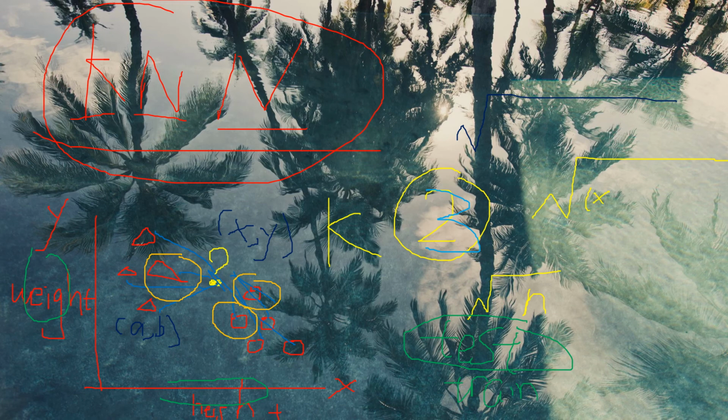So X subtract A and squared, plus Y minus B and squared. So this is the Euclidean distance.